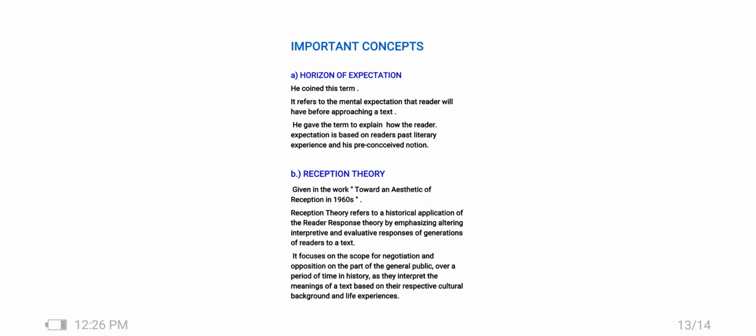Next concept, reception theory. This concept is given by him in the work Towards an Aesthetic of Reception in the year 1960. It refers to a historical application of the reader response theory by emphasizing the altering interpretive and evaluative responses of generations of readers to a text. It focuses on the scope for negotiation and opposition on the part of the general public over a period of time in history, as they interpret the meaning of a text based on their respective culture, background, and life experiences. This is all about reader response theory.